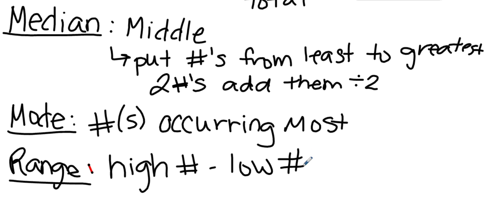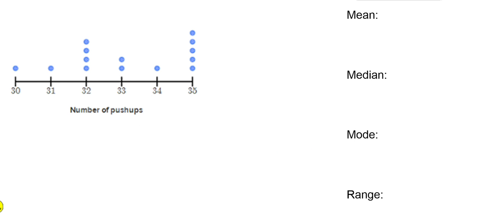Now that we have these terms identified and defined, we need to look at a dot plot. So here's my example of a dot plot. It's number of push-ups. So we have 1 on 30, 1 on 31, 4 on 32, 2 on 33, 1 on 34, and 5 on 35. So the first thing we need to do is find our mean.